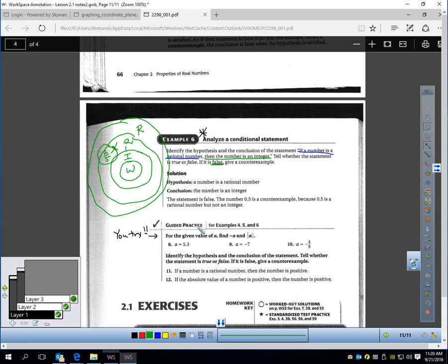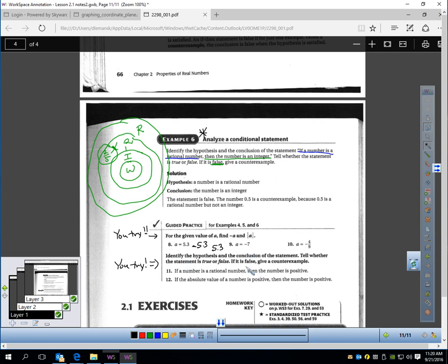In the homework, you're going to have practice with finding opposites and finding absolute values. You can try here. Maybe try a couple of these. All right. So, let's say we did number 8. The opposite of A should be negative 5.3, but the absolute value of A should be positive 5.3.